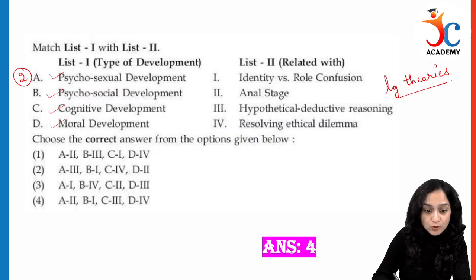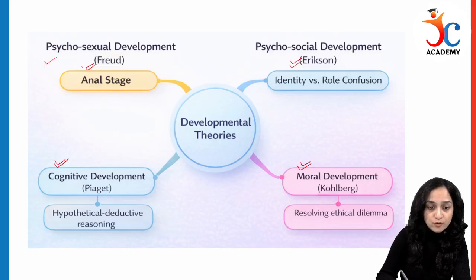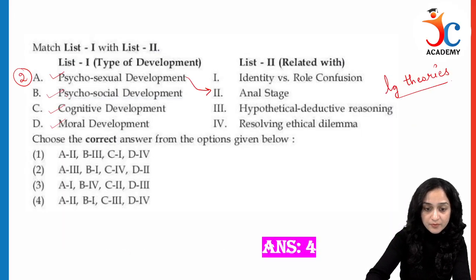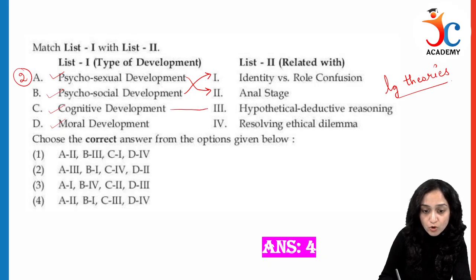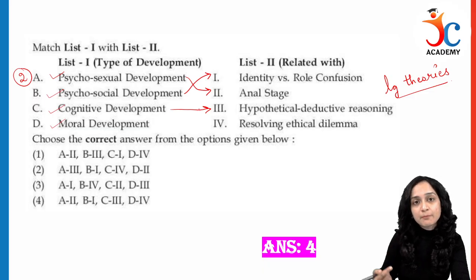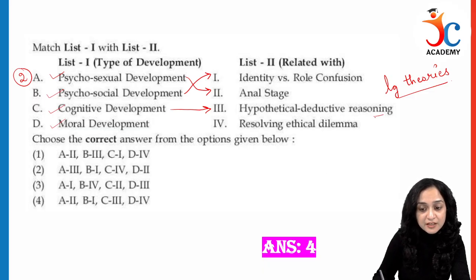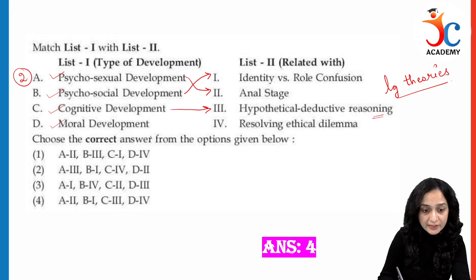So, psychosexual development, anal stage. Psychosocial, identity versus role confusion. Cognitive development means developing the mind. Obviously, it will help in reasoning, thinking practically and logically. Moral development is for resolving the ethical dilemma. So, option number 4 will be the correct option.